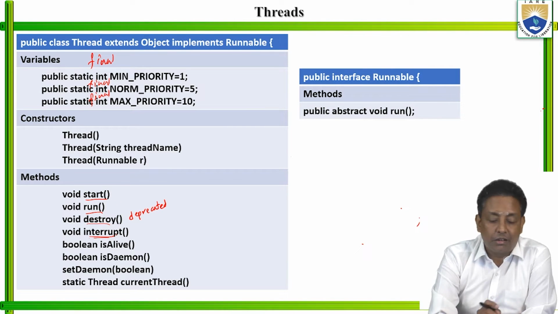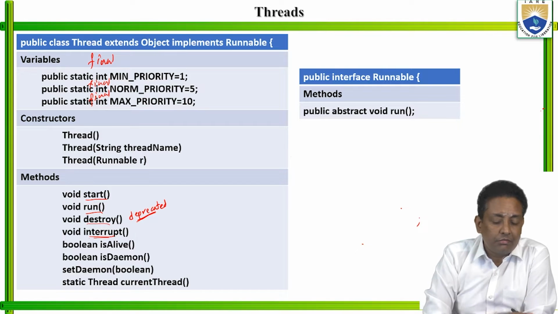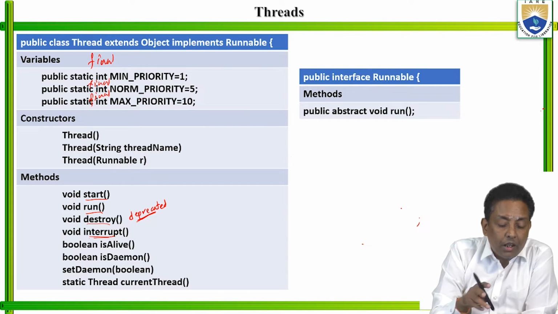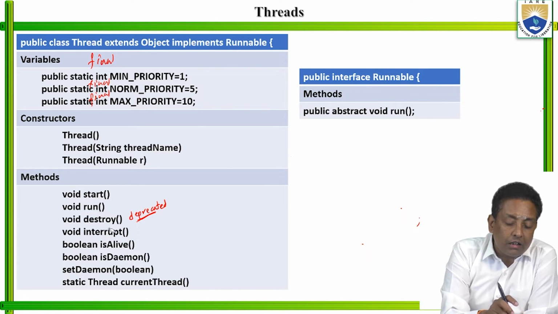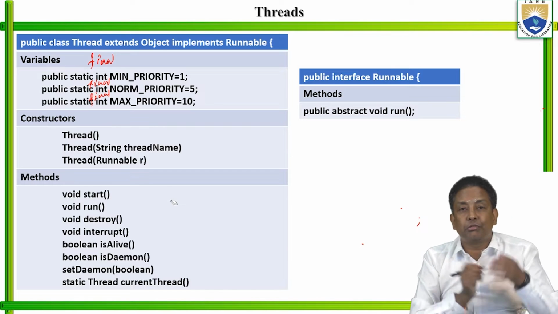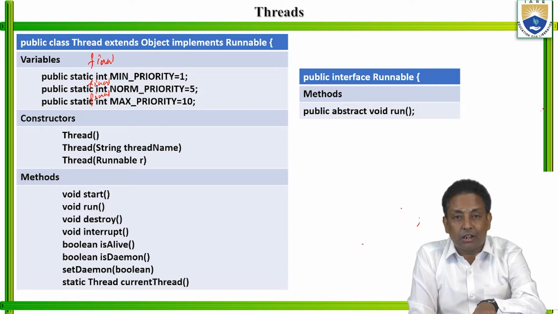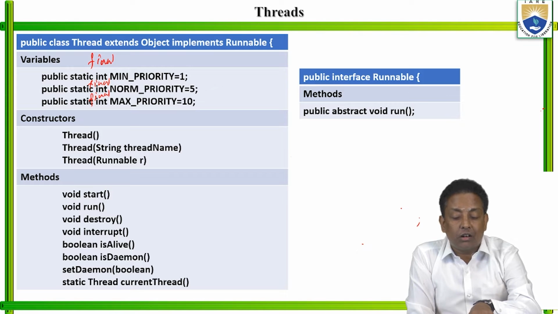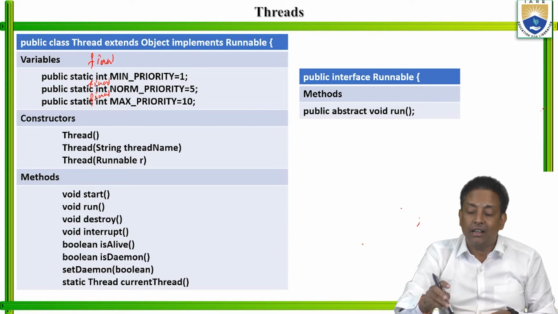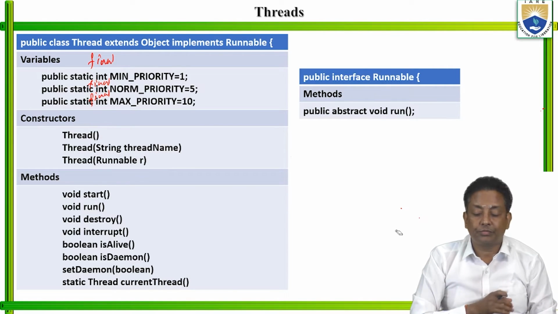Start, run, and destroy or interrupt, whatever it is. This is deprecated due to some concurrency issues and deadlock issues. That's a different concept. So these three are the main lifecycle functions: start, run, and interrupt. To start the thread, the start method registers the thread object into the thread scheduler. The thread scheduler will call the run method. Like that, the thread scheduler will call the run method on all the threads and make all the run methods run simultaneously. The thread scheduler will take care of that.